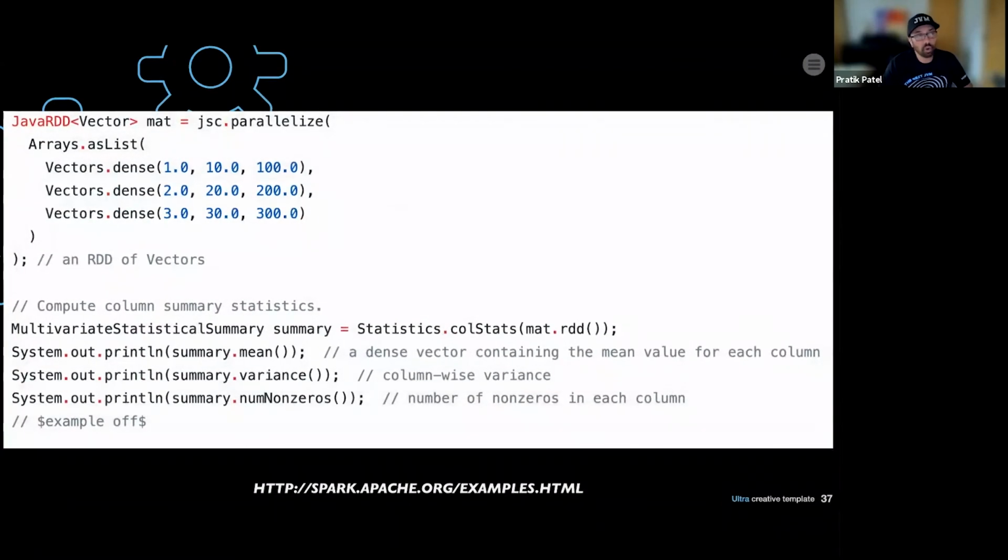And here's a little bit more of a math, kind of algorithmic example where we want to parallelize the processing of a list of vectors, which is going to be stored as an array. And on the last 3 lines, you can see that there are built-in functions using the multivariate statistical summary object that allow you to get the mean, the variance, the number of non-zeros, et cetera, right? But again, we're able to parallelize this and run this at scale.